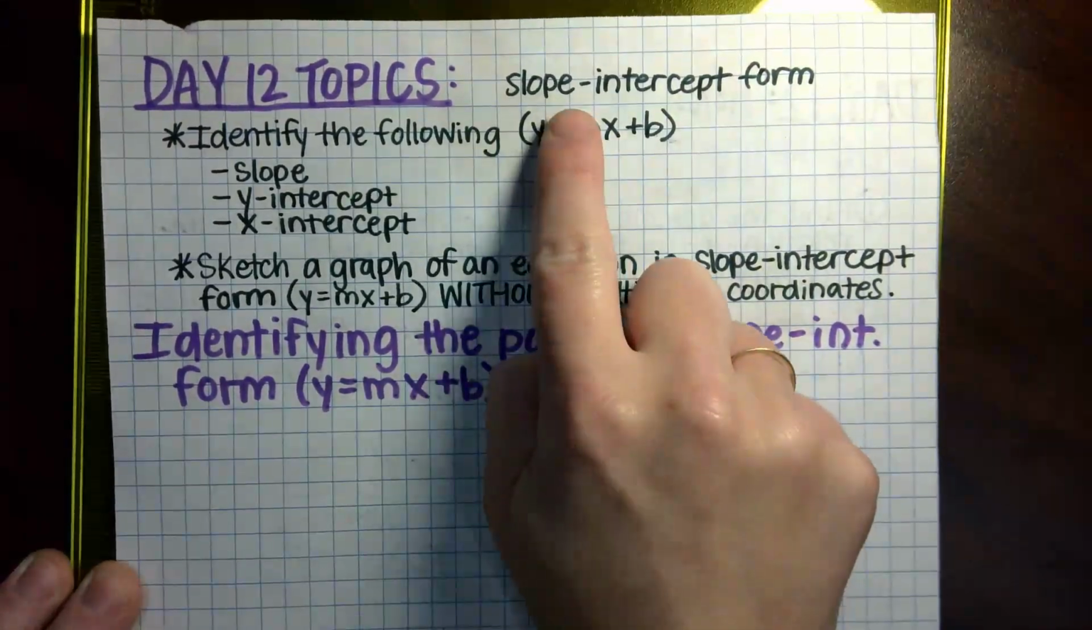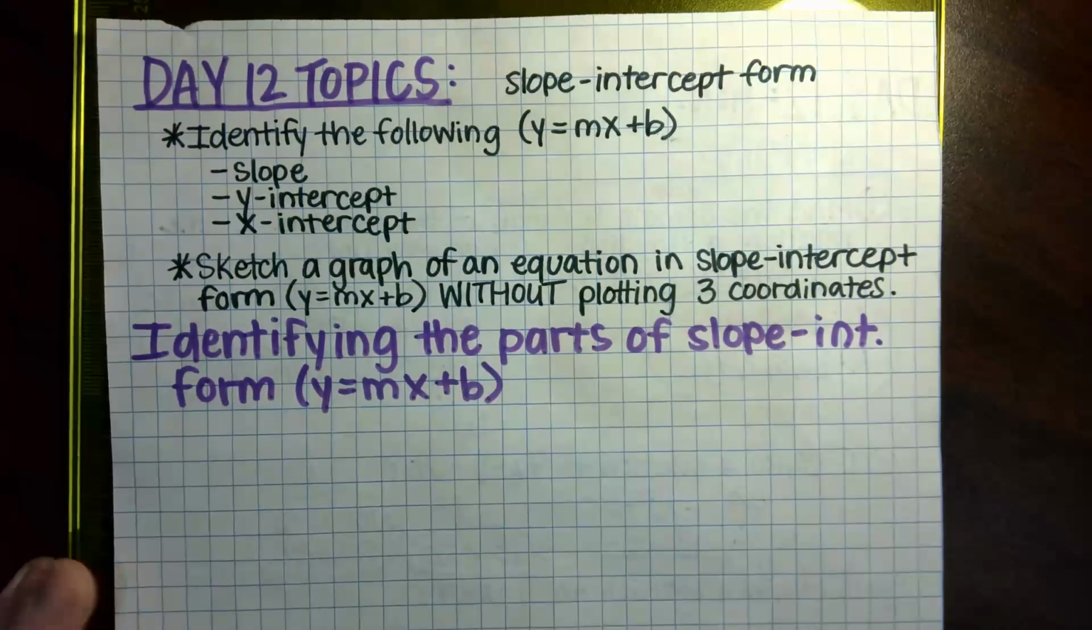we're going to talk about slope-intercept form, which is y equals mx plus b. We've talked about that a little bit already. But we are going to learn how to identify certain parts of that formula. We're going to learn about slope. We're going to learn about something called a y-intercept. And then we're going to learn about something called an x-intercept. And finally, once we've learned about those 3 things, we are going to learn today how to draw a line or sketch a graph without plotting 3 coordinates. We're going to learn how to do it much faster today.